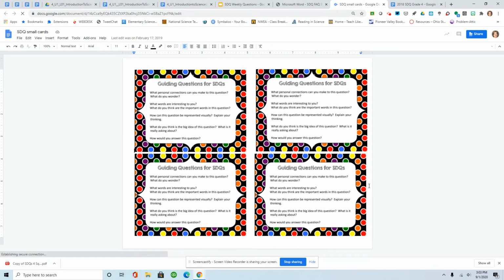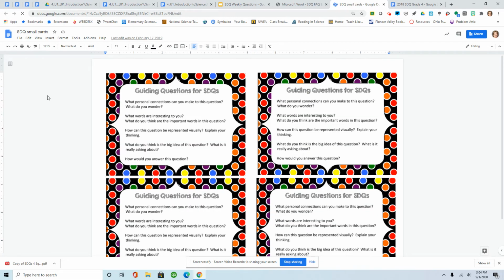On day 1, you would just say to them, what personal connections can you make to this question? And of course, you want to give them a sentence frame. So, this question reminds me of, it can be a word, it can be part of the picture, it can be any personal connection that they can make to that question. But the big idea here is that you give them a sentence frame in order to structure that language for them. You could also use the question, what do you wonder?